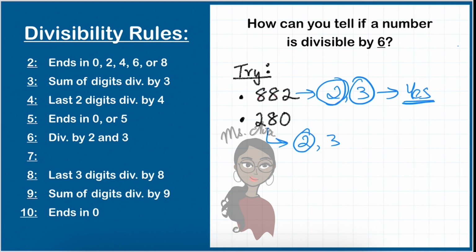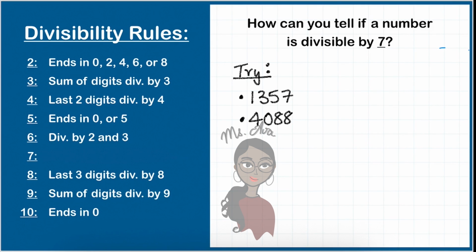No, it is not. So that means that this is not going to be divisible by 6. So that's how the 6 is done. And then the last one is 7. I saved this one for last because the rule for 7 is that there is no rule. The only way to tell if something is divisible by 7 is that you literally have to divide.